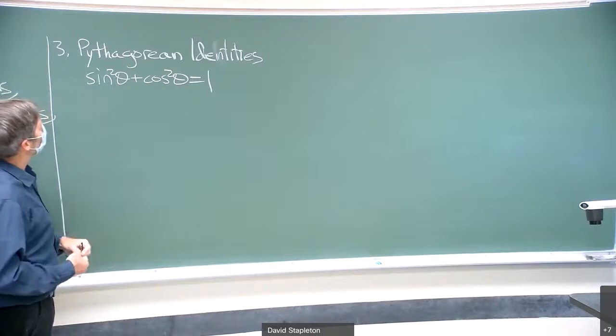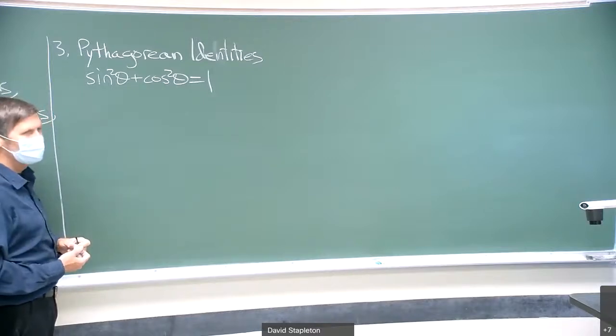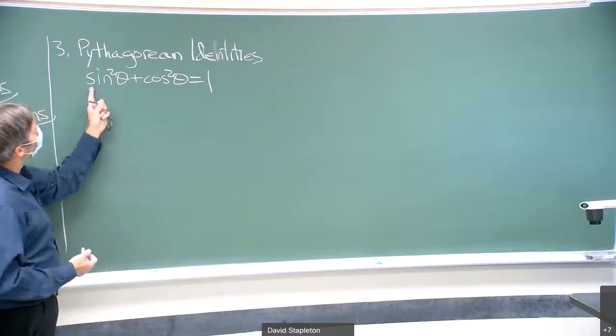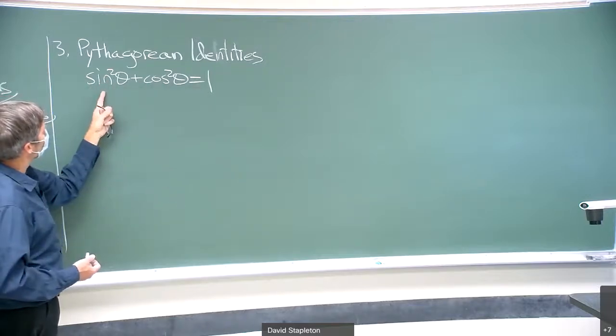What are the other two Pythagorean identities? Remember? If I divide this through by cosine squared, then I've got sine squared over cosine squared is what?